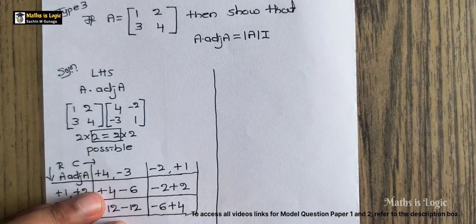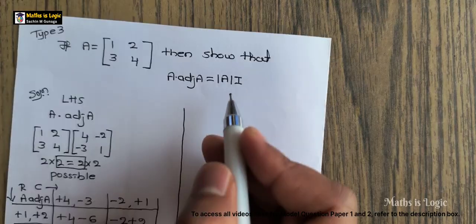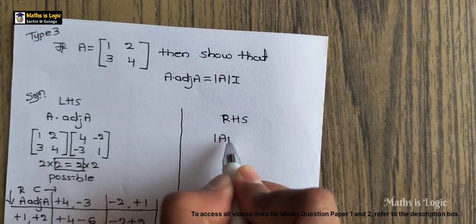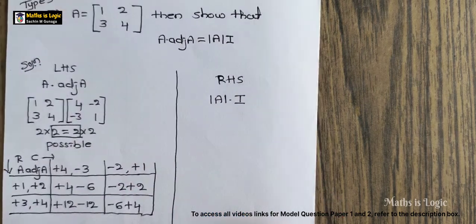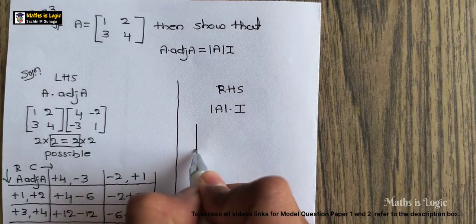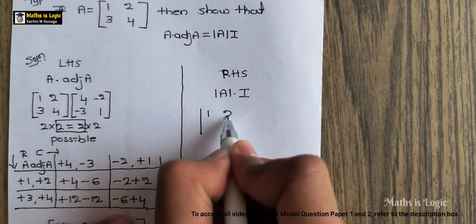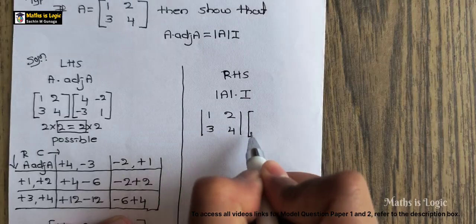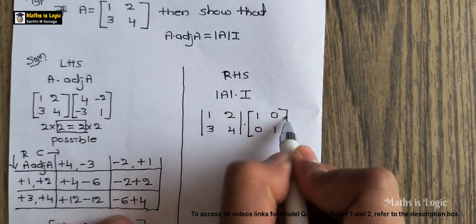Next, the right hand side value. What is that right hand side? Determinant of A into I. So next part, write RHS, determinant of A into I. First take the determinant. Determinant of A is 1 2 3 4, into identity matrix. I indicates the identity matrix, whose value is 1 0 0 1.